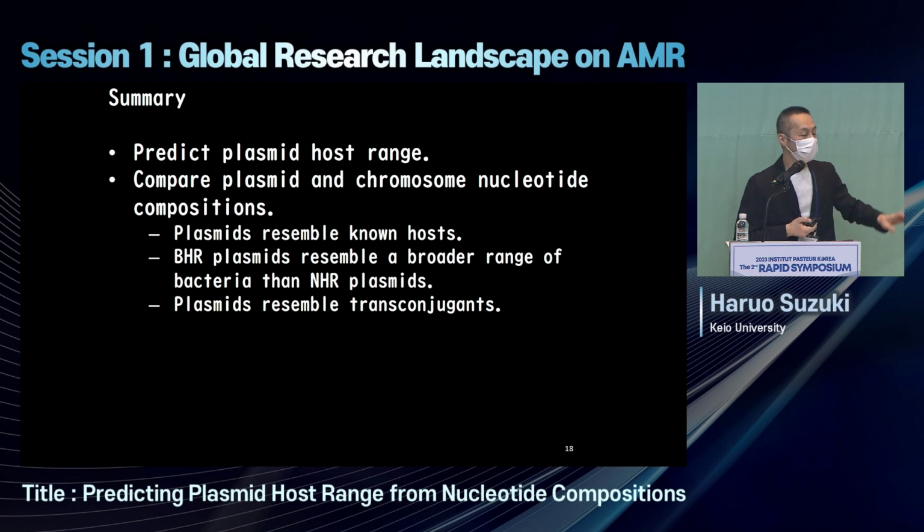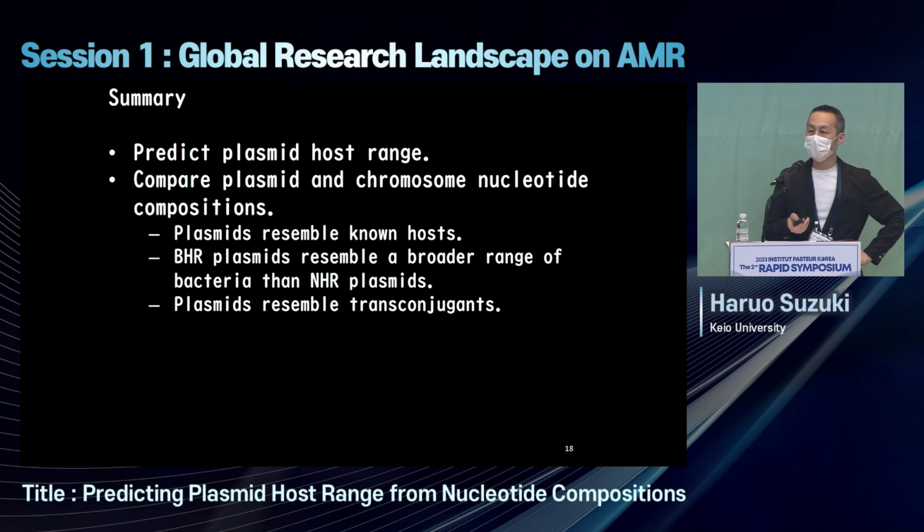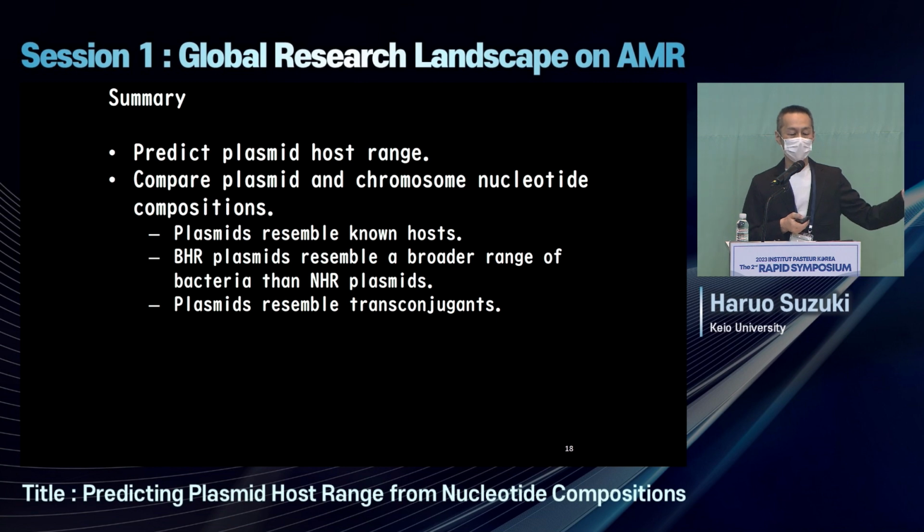This is the summary, the take-home message. Our goal is to predict plasmid host range. We compared plasmid and chromosome nucleotide composition, and we found the following three results. First, plasmids resemble their host chromosomes. Second, broad host range plasmids resemble a broader range of bacteria than narrow host range plasmids. And finally, we demonstrated that plasmids resemble transconjugants compared to other bacterial chromosomes.